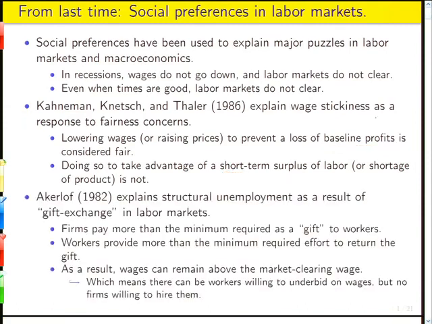And then this still leaves the question of why it is that even when times are good, labor markets seem to not clear. We still have people who would be willing to work at the prevailing wage who can't find a job. Willing to work at below the prevailing wage and not able to find a job. And so there are all kinds of models of what are called efficiency wages, the idea that firms would pay above the minimum necessary for one reason or another.